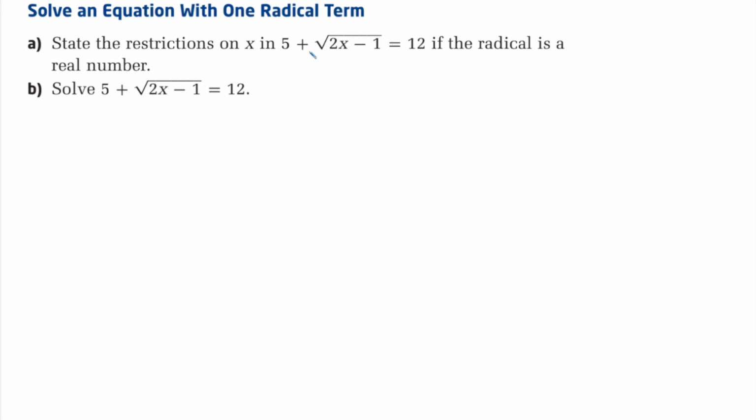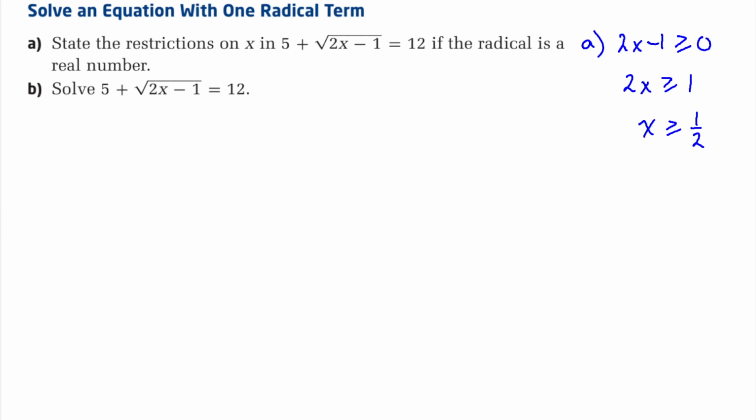Let's start with the restrictions. In this case, we've got a square root of 2x minus 1. Because that is an even index, our only restriction is that 2x minus 1 has to be greater than or equal to 0. This radicand, 2x minus 1, can't be negative. So if 2x minus 1 is greater than or equal to 0, 2x is greater than or equal to 1 if I add 1 to both sides. If I divide by 2, then x is going to be greater than or equal to 1/2. When we solve, we're going to have to come back and make sure that our solution meets our restriction.